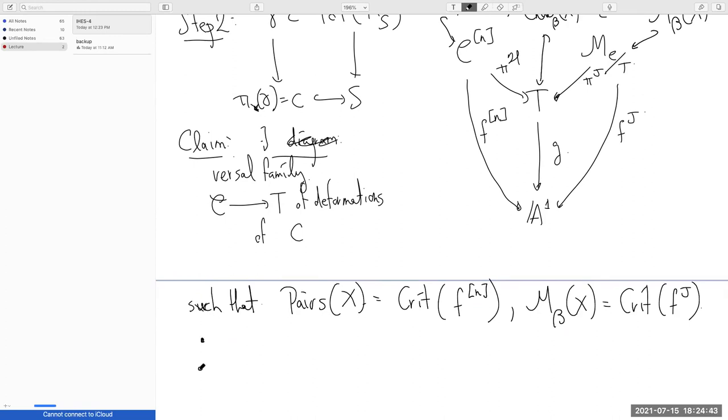You see, we know two things about this vanishing cycles construction. When I take vanishing cycles of a function, it commutes with proper push forward. And second, because it sends perverse sheaves to perverse sheaves, it preserves taking perverse cohomology.